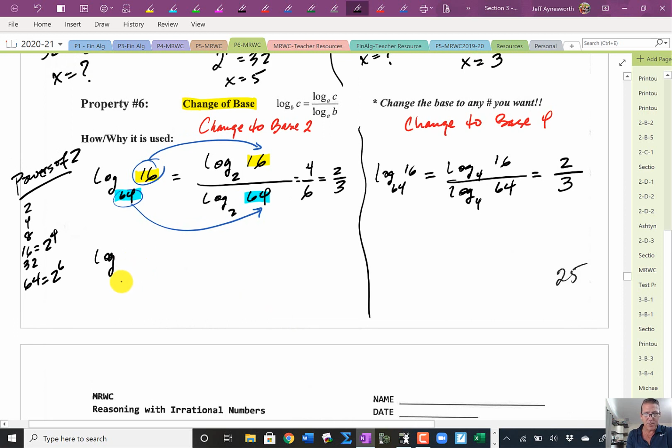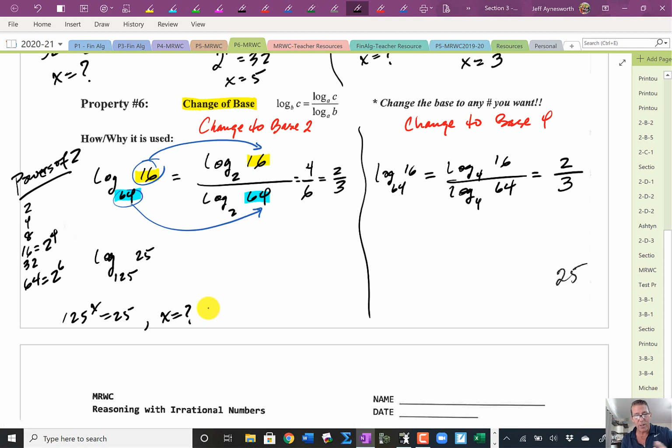Let me give you another example. Log base 125 of 25. Now, this is tough for some people too, because you got to be thinking, 125 to what power gives you 25? I mean, what's x equal to here? I mean, most people can't figure that out.